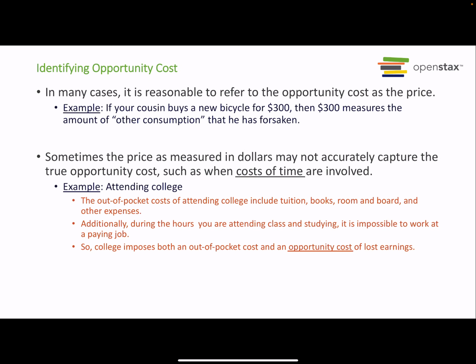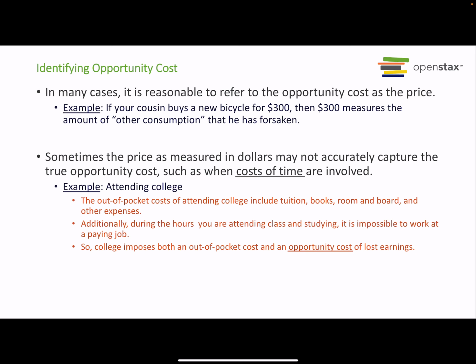So a lot of times we will refer to opportunity cost as the price, right? With Alfonso, we just said he spent $2 on the burger, so he lost those 4 tickets for the bus rides. Maybe your cousin buys a new bicycle for $300, so that $300 represents the amount of other consumption that they will now not be able to do because they purchased the bike.